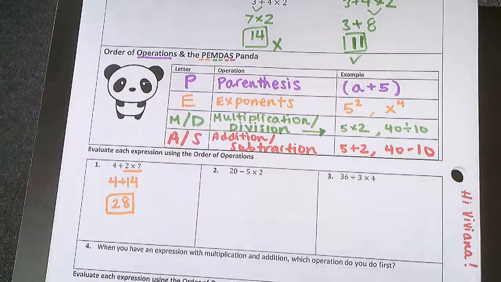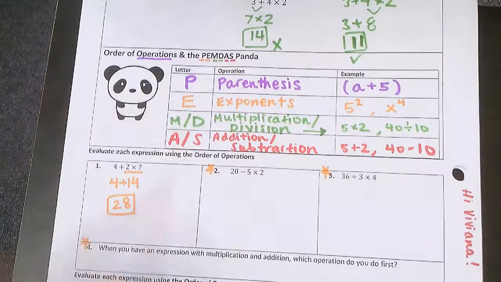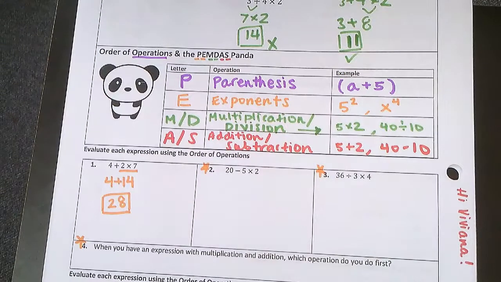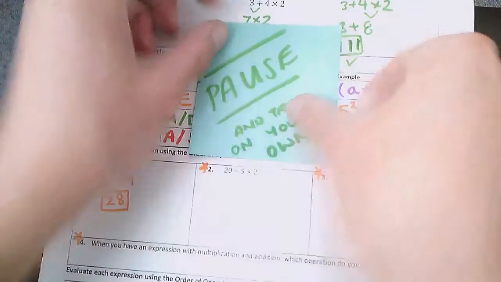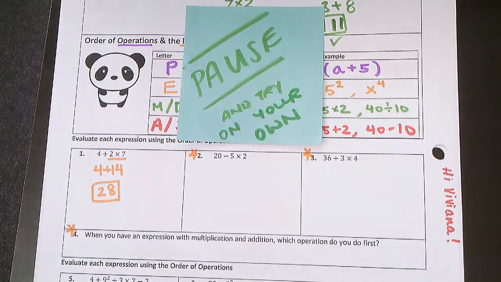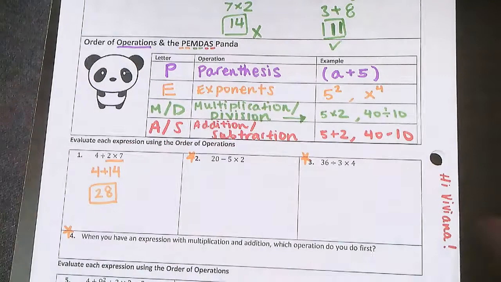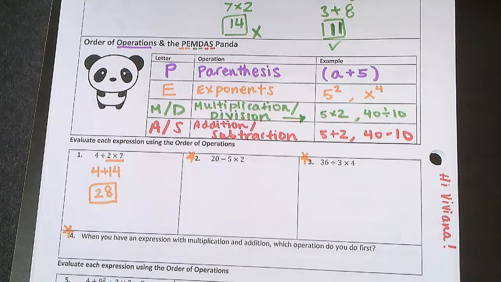So now what you're going to do is number 2, number 3, and number 4. Using PEMDAS, I want you to solve those 3. You're going to pause and try those 3 on your own. So let's pause and go. And now you are resuming the video to check your work. Remember, make sure you try these on your own, and now you're just checking. Because if you're just copying me, you're not really learning.